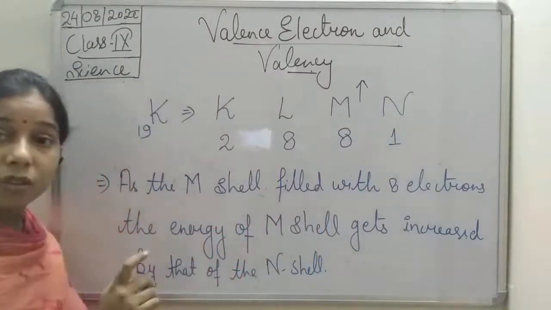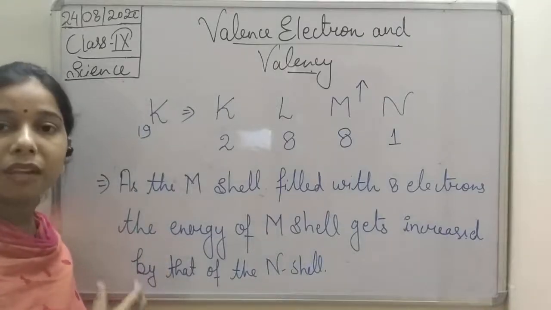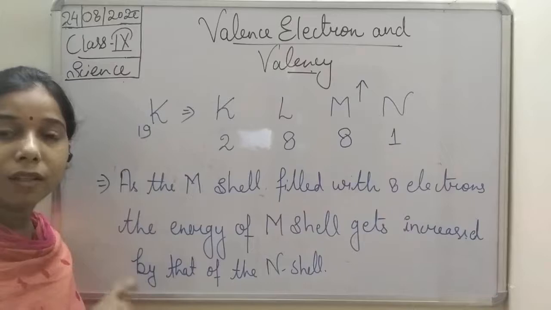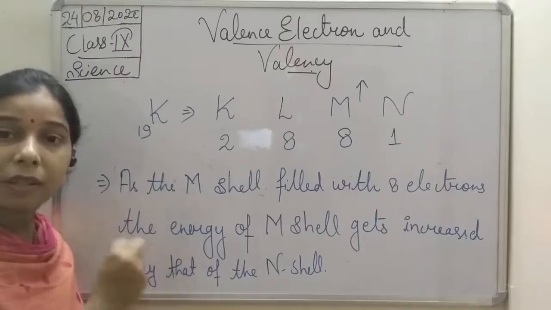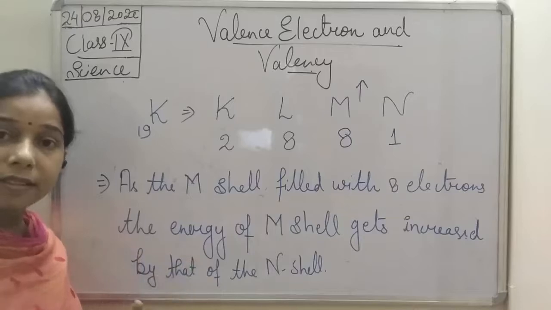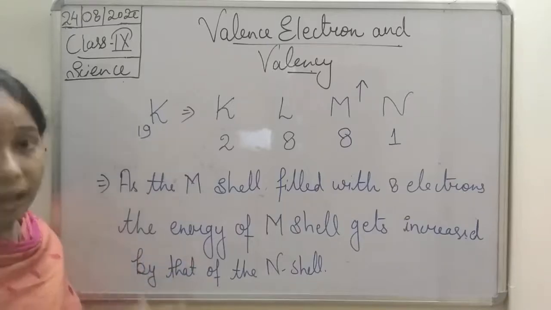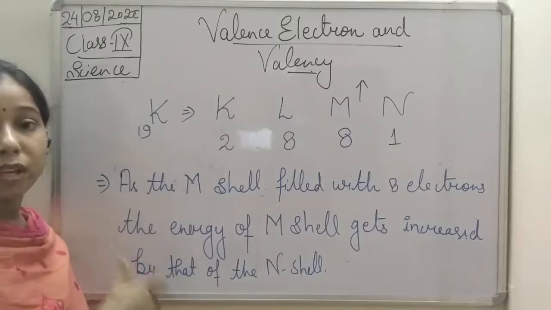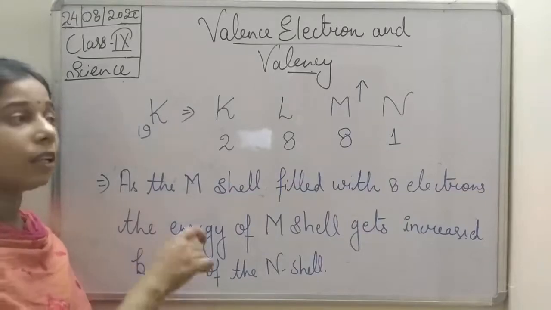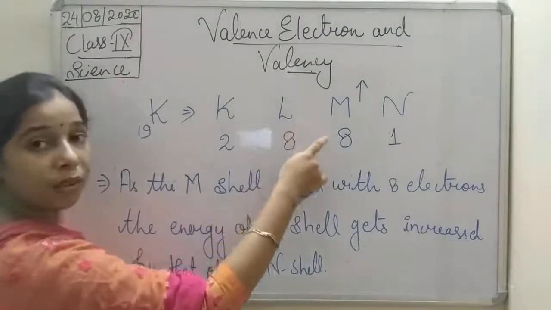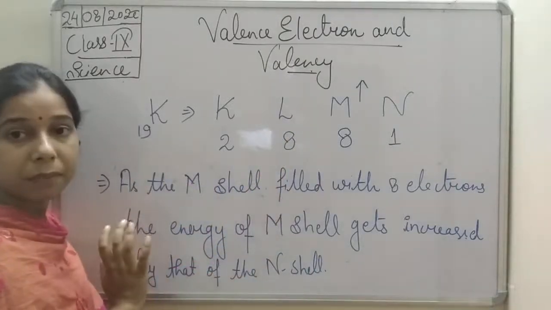So if the energy of the M shell increases relative to the N shell, students, automatically the electron will enter into the energy shell which has the minimum energy. Now after 8 electrons, the M shell has more energy than the N shell. It means the N shell has less energy, so electrons start entering into the N shell rather than continuing to go into the M shell.